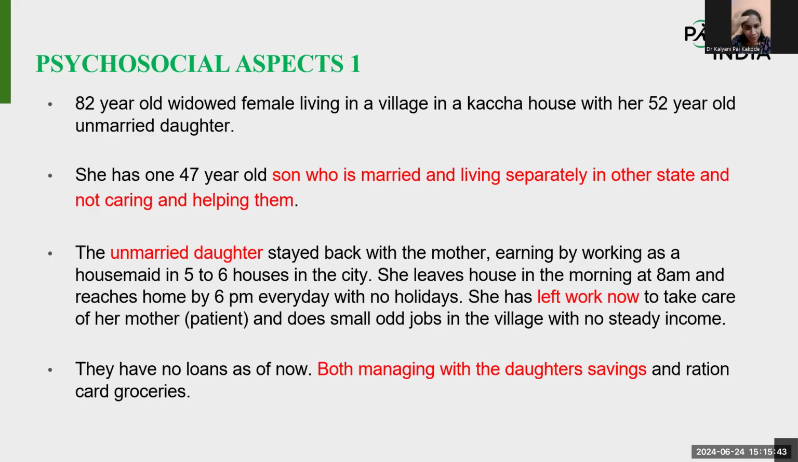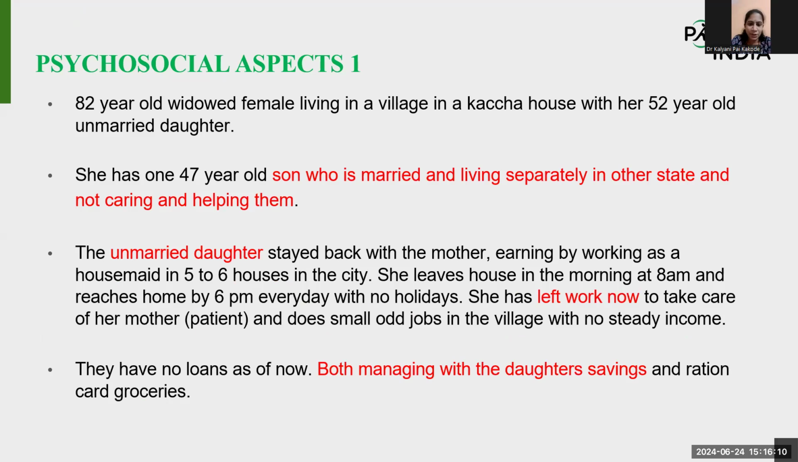Next slide. So psychosocial aspects for this patient. She's an 82-year-old widowed female living in a village, and her house is a kacha house. Her unmarried daughter is 52 years old. Now she has a son who is 47 years old, but he's married and living separately in another state. He's not in contact with the lady or the sister, so he's not caring or helping them.